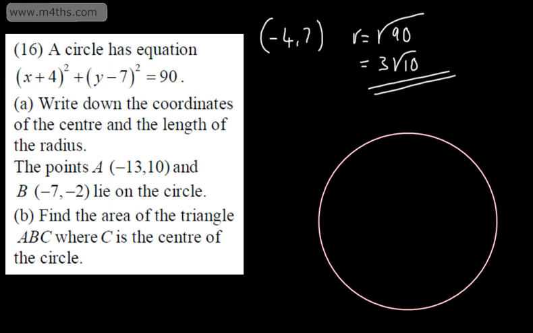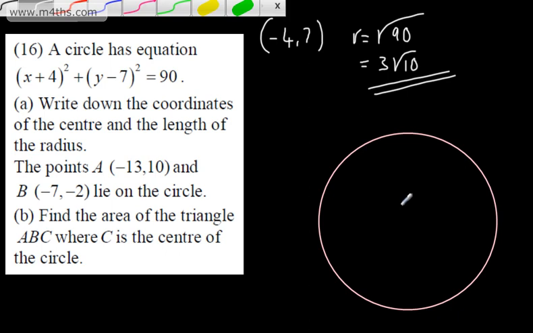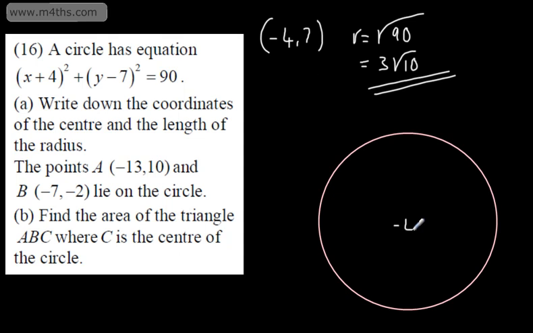So we've got now the centre, and that is going to be negative 4, 7. Let's put negative 13, 10, and we'll put that just here. And then what's this one going to be? Negative 7, negative 2. So should we put that one just there? Again, not massively accurate, but it should give us some idea. So this is C, this one is A, and that one is going to be B.